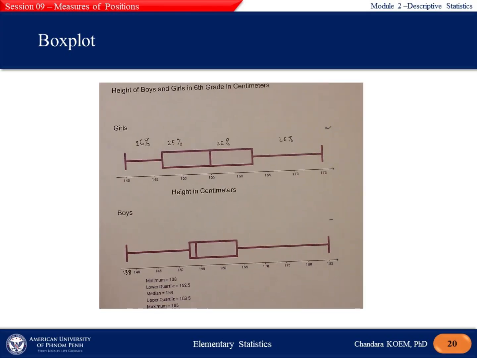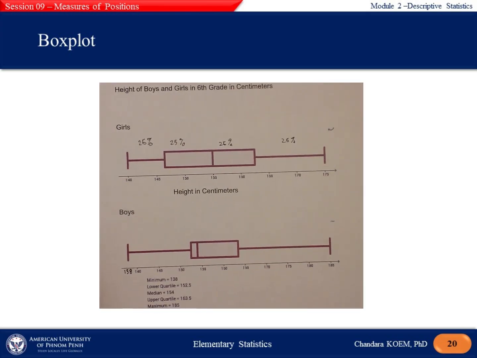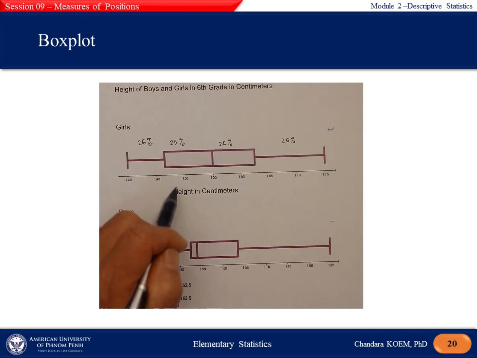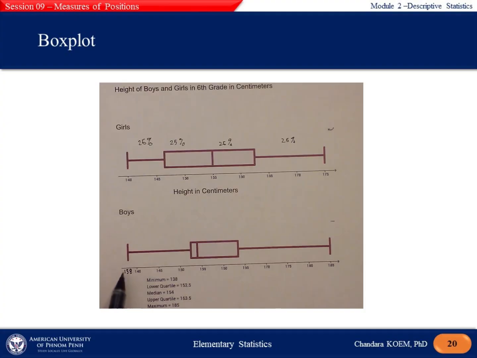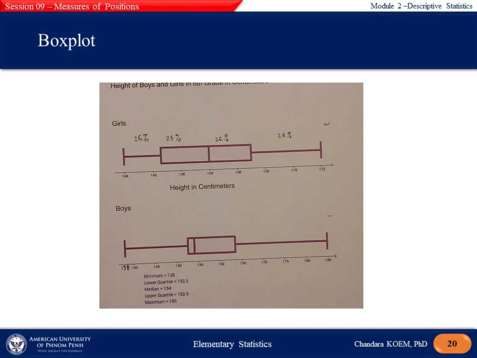Whenever you compare two box plots, they need to be within the same scale. If you'll notice, both of these are height in centimeters, so they're within the same scale. Now let's look at a couple of questions that you may get whenever you compare these. The nice thing about a plot is that it gives you a visual representation of the data, so you can quickly answer items.